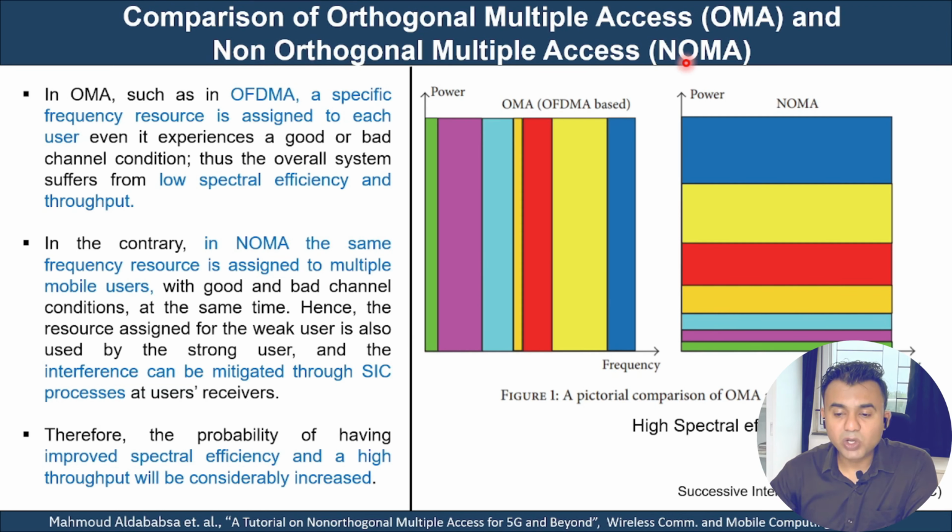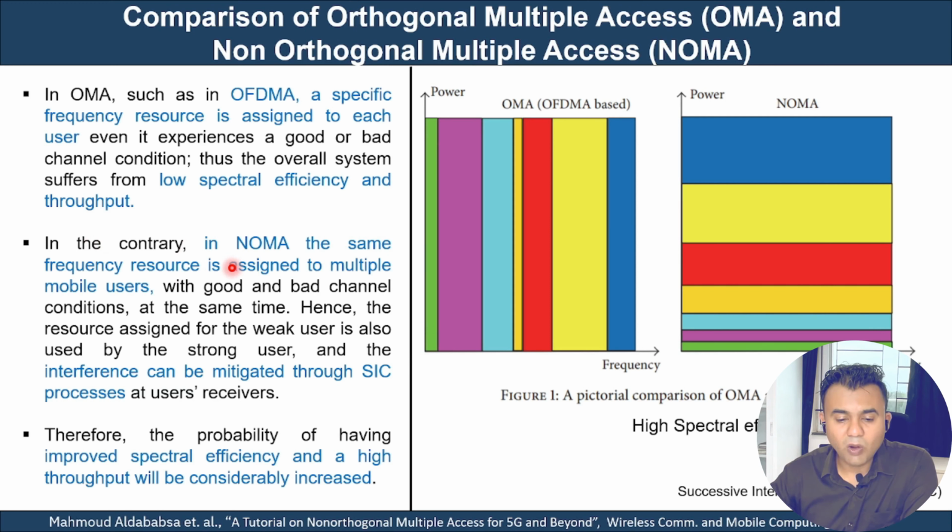If we do the comparison between orthogonal multiple access and non-orthogonal multiple access, you look at the diagram. In orthogonal multiple access, which is at the left side, a specific frequency resource is assigned to each user, even if it experiences a good or bad channel condition, doesn't matter. Thus, the overall system suffers from low spectral efficiency and throughput. Now, we allotted a specific frequency resource to the user, right? So that could be a little bit of blockage also, as other users may not be able to access that frequency because it is allotted.